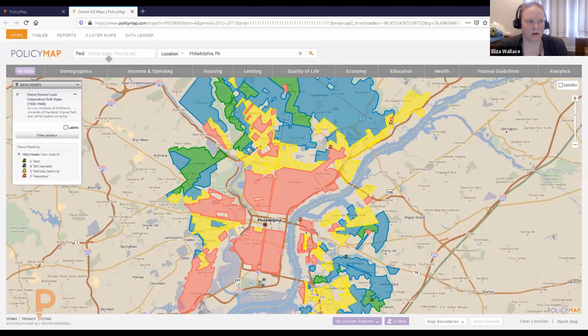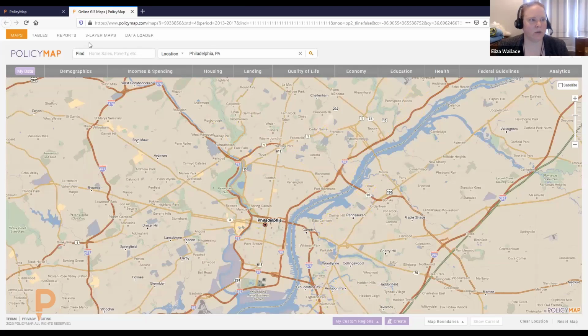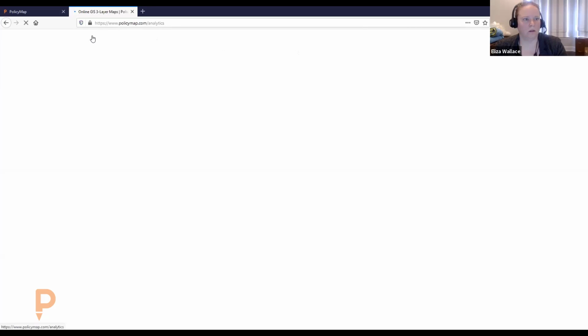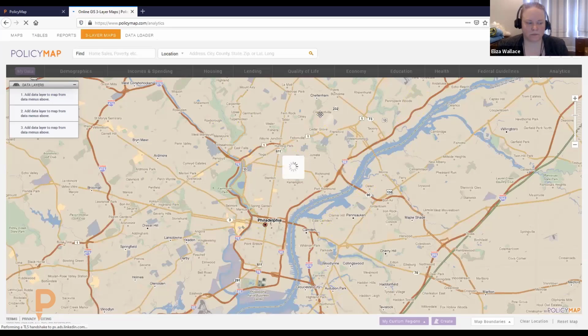So here's our map of the redlining. Let's see. But I want to show you our multi-layer maps.